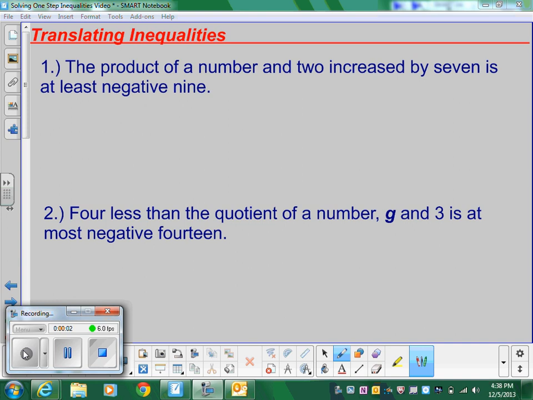This is the last in a series of videos intended to review our units on inequalities. Let's focus on translating inequalities.